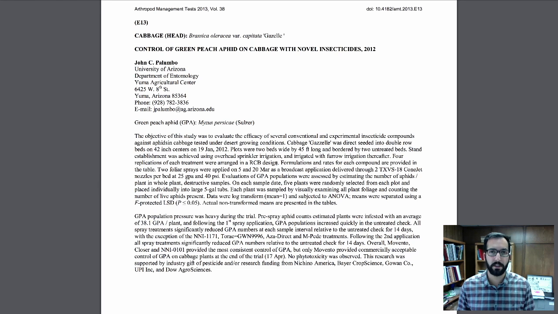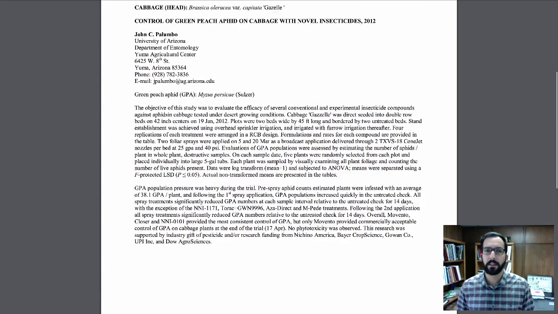Another quick thing to consider is that this experiment was conducted outside in the open, meaning that more insects could fly onto the plants during the experiment. Some experiments are conducted within cages in order to exclude further infestation. Now let's take a look at the data.